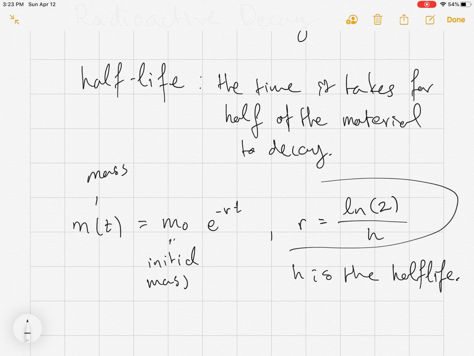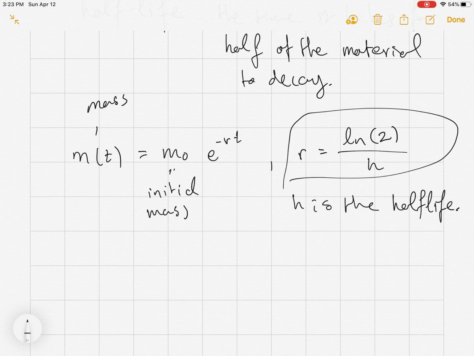So we can figure out that this R is supposed to be the natural log of 2 over H in a very similar way to how we found this natural log of 2 over 3 for our exponential growth function. However, in this case, I'm just going to skip over that proof and just let you know that R is equal to the natural log of 2 over H, right?